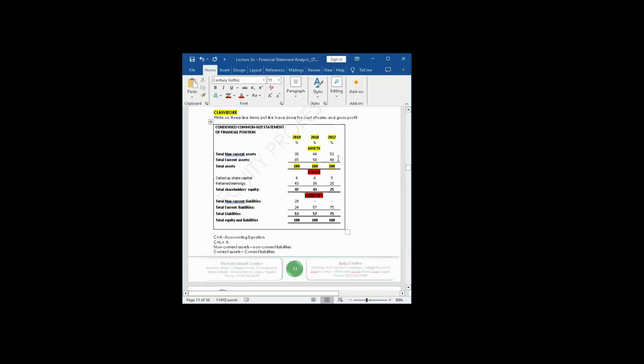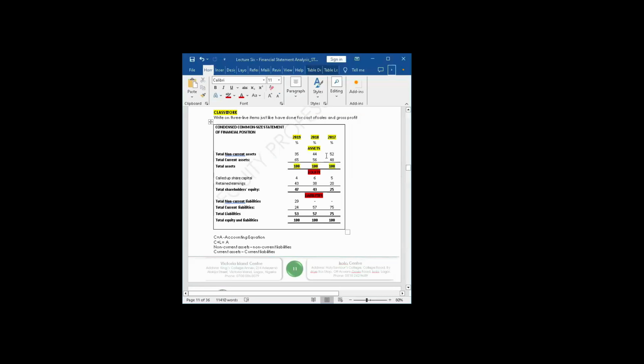So you will see that in 2017, let's see the mix of the assets. The non-current asset was 52% of the total asset, while the current asset was 48%. We can say that is fine, right? So the company is holding a fairly balanced mix of non-current assets and current assets.